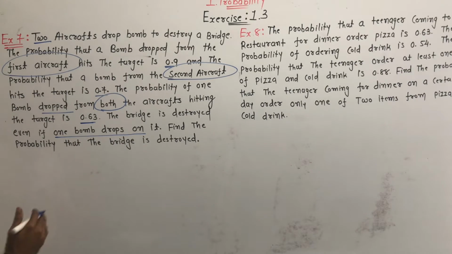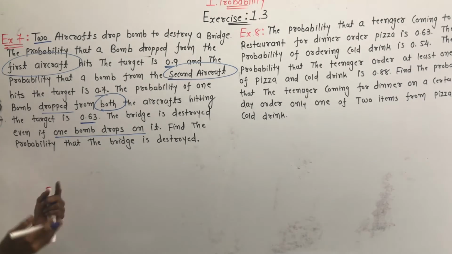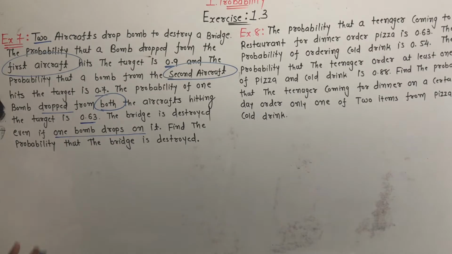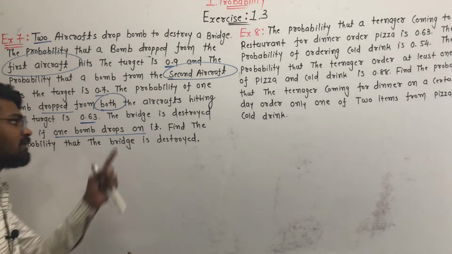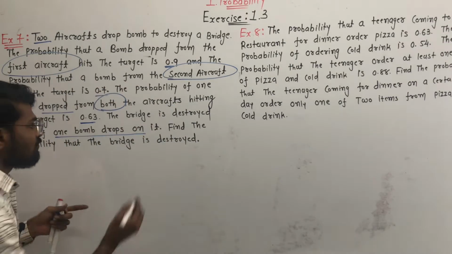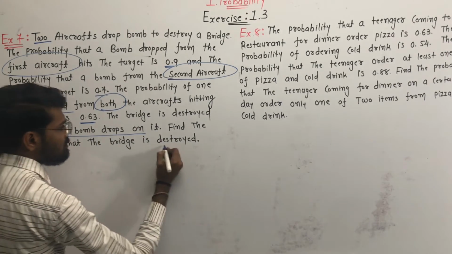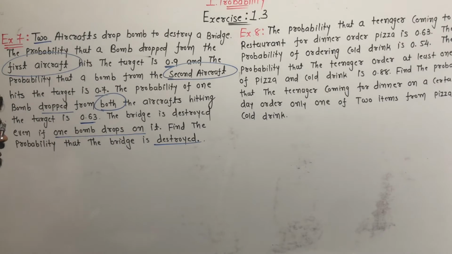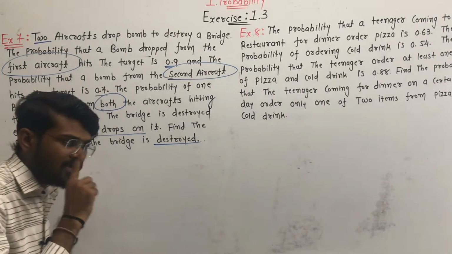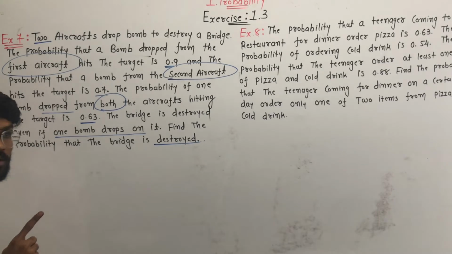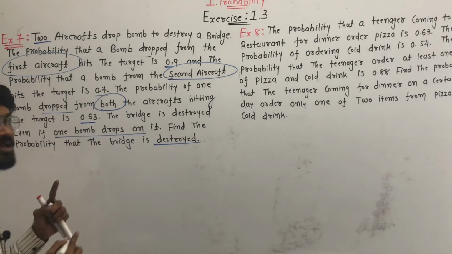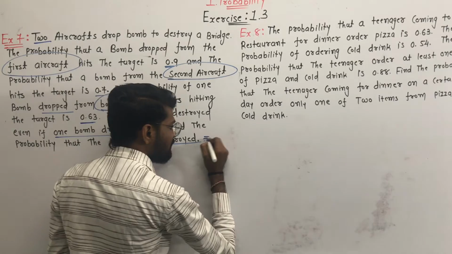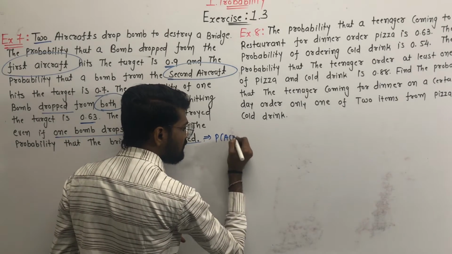Yes, ब्रिज है वो डिस्ट्रॉय हो जाएगा. कब डिस्ट्रॉय हो जाएगा? एक बम गिरेगा तब भी वो डिस्ट्रॉय हो जाएगा, दो गिरेगा तो भी वो डिस्ट्रॉय हो जाएगा, एटलीस्ट वन गिरेगा तो तब भी ब्रिज है वो डिस्ट्रॉय हो जाएगा. क्लियर? Find the probability that the bridge is destroyed. ओके, क्लियर? तो ब्रिज कब डिस्ट्रॉय होगा? जब एक बम गिरेगा तब भी डिस्ट्रॉय होगा, और दो बम गिरेंगे तब भी डिस्ट्रॉय होगा. यस, क्लियर? तो यहाँ पे हमको क्या फाइंड करना है? प्रोबेबिलिटी फाइंड करनी है. तो किसकी प्रोबेबिलिटी फाइंड करेंगे? P ऑफ A यूनियन B की.